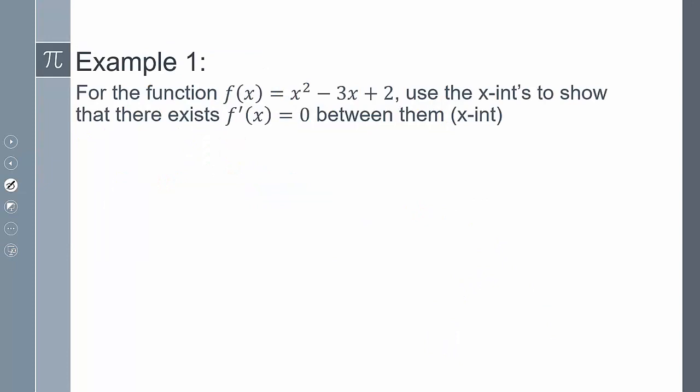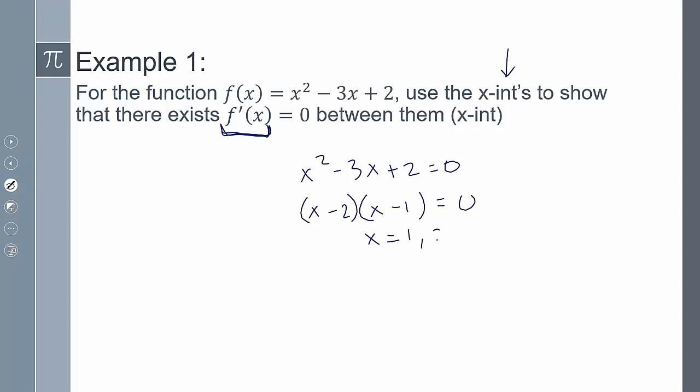So our first example says, for the function f of x equals x squared minus 3x plus 2, use the x-intercepts to show that there exists f prime of x equals 0 between them. So there has to be a value in between in which I'm going to get a slope that's 0. I need to start with finding the x-intercepts. So I have x squared minus 3x plus 2 equal to 0. Factor it, and you get x equals 1 and 2.